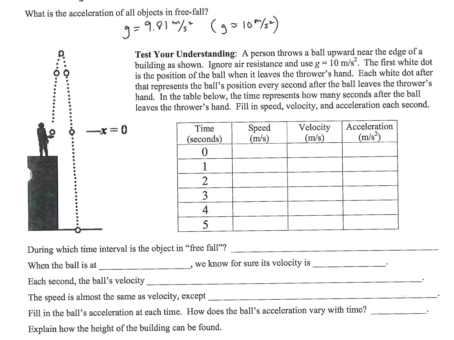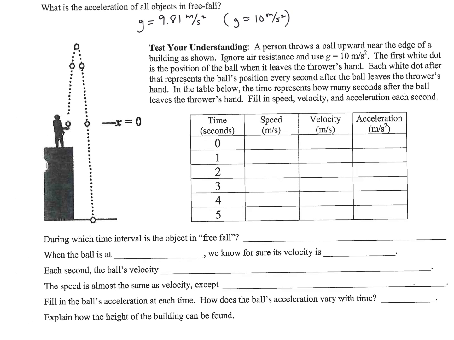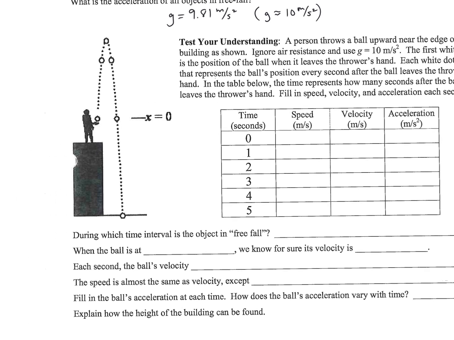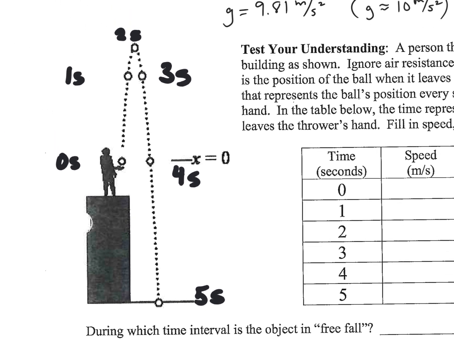A person throws the ball upward near the edge of a building as shown. Ignore air resistance and use g as 10 meters per second squared. The first white dot is the position of the ball when it leaves the thrower's hand. Every white dot after that is every second. So this is 0 seconds, which makes this 1 second, 2 seconds it's at the top, 3 seconds, and what? 4 seconds, and after 5 seconds it hits the ground, doesn't it?